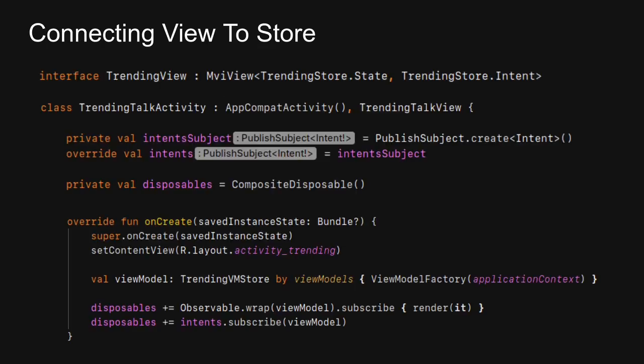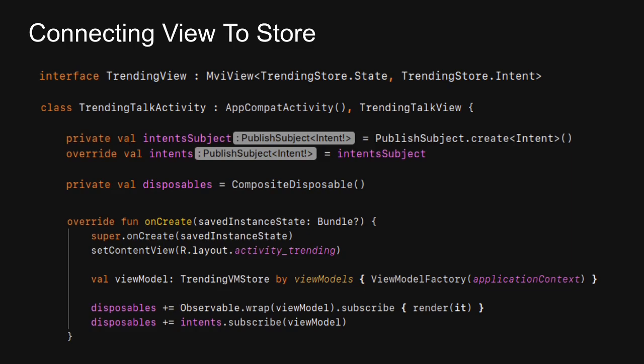Now it's time to connect the view to the store. I have created a trending talk activity, which is basically implementing the trending talk view. With this I have created an intent subject so that I can push the events to this particular function.